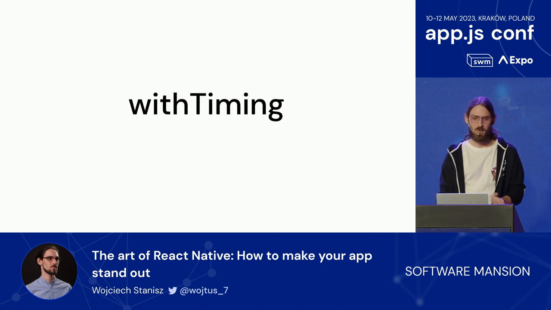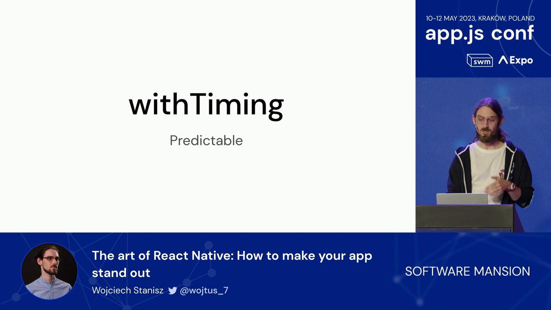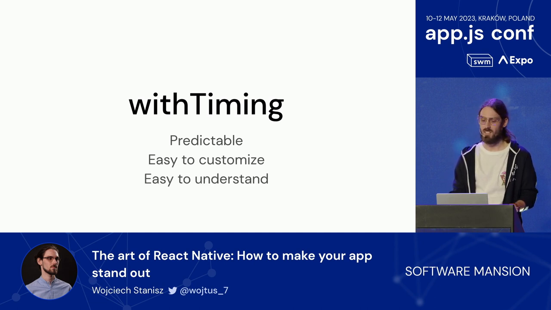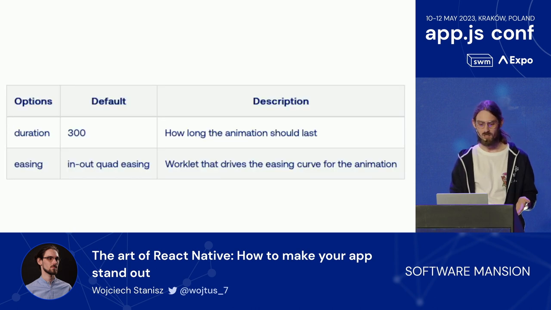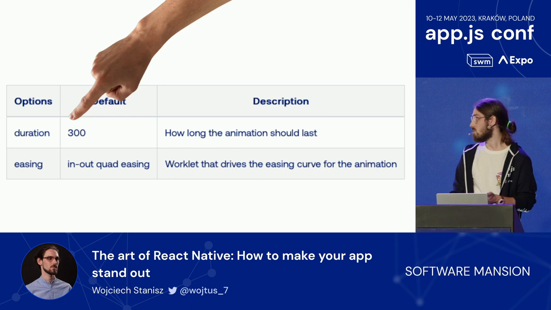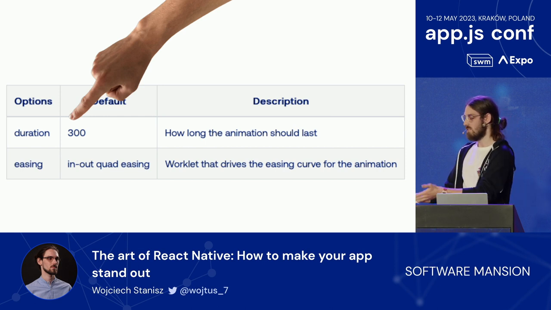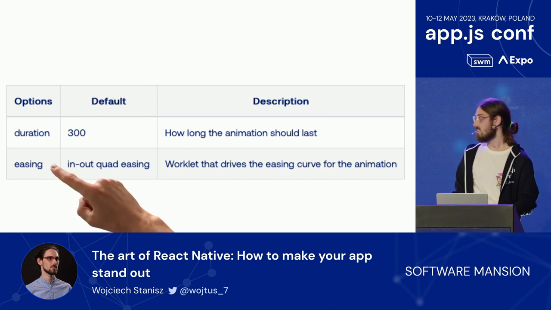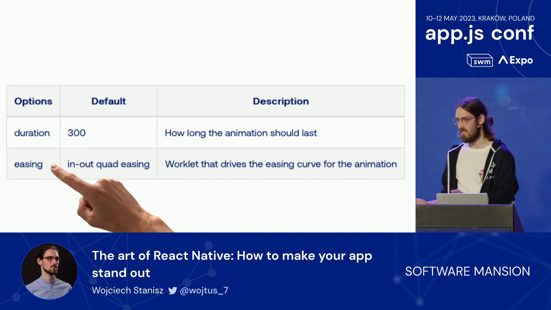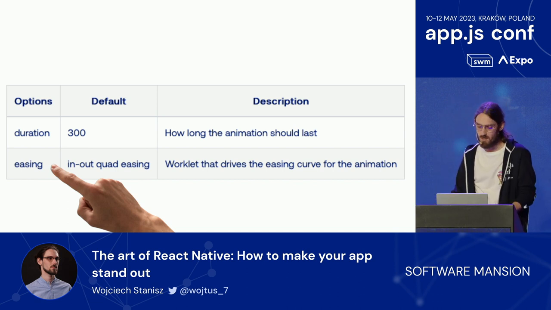Why? Because withTiming is predictable, easy to customize, easy to understand. Just look at the props we got in the documentation and see that, yeah, we got the duration. If we want our animation to be longer, we got to change that. We got easing if we want to change how the animation looks, and it's great.